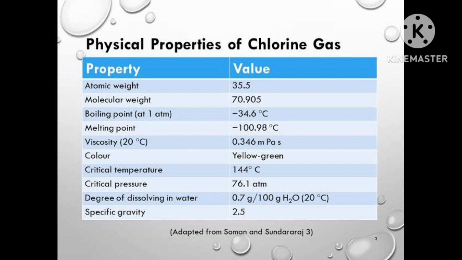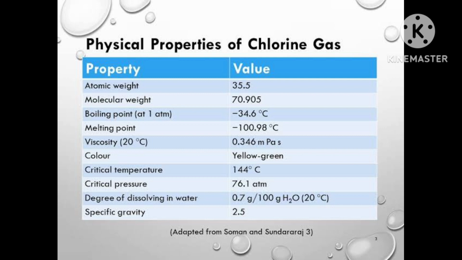Now I am discussing usage, application of chlorine gas. I will discuss the main 5 uses. First, it is used for bleaching wood pulp. Wood pulp is required for the manufacture of paper and rayon.